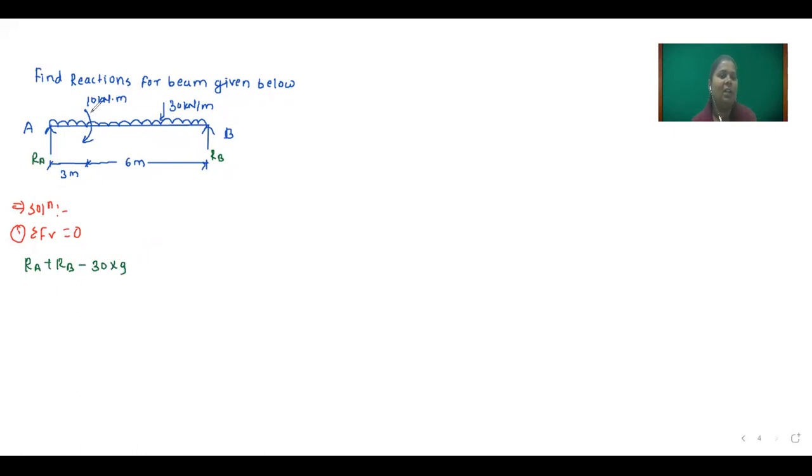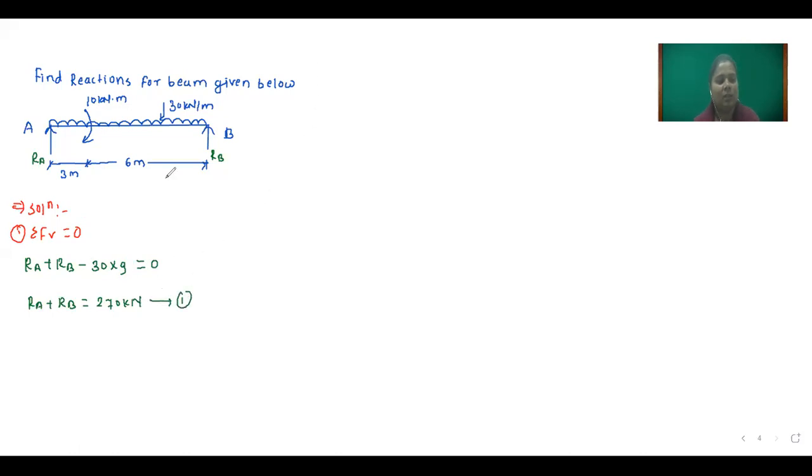Now you tell me, this 10 kilonewton meter, will we consider it in the summation of vertical forces or not? Not, because this is the moment. Already a moment is given, so we will not consider this moment in vertical forces. If a point load is given, then we will consider it, but here a moment is given. So RA plus RB equals 30 into 9, which is 270 kilonewton. This is our equation first.